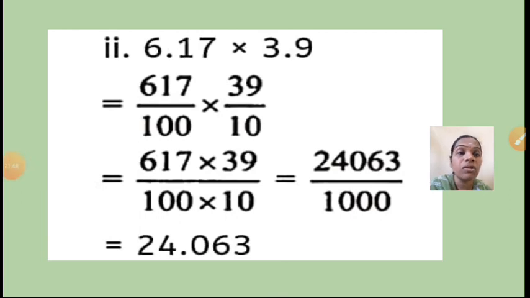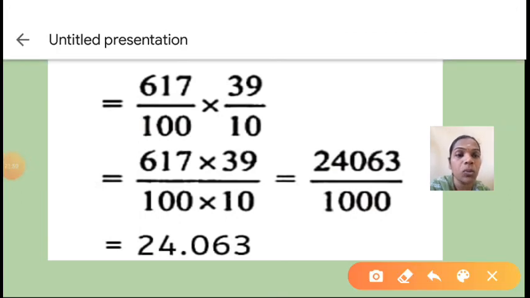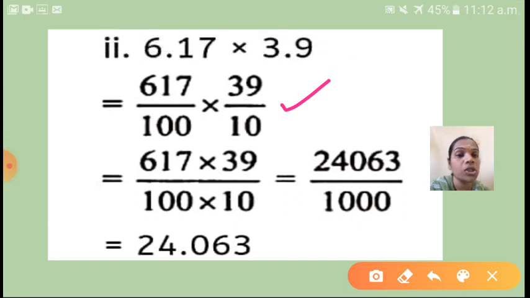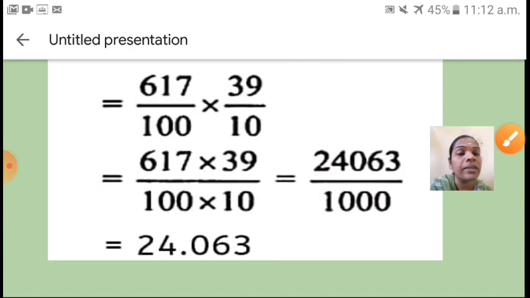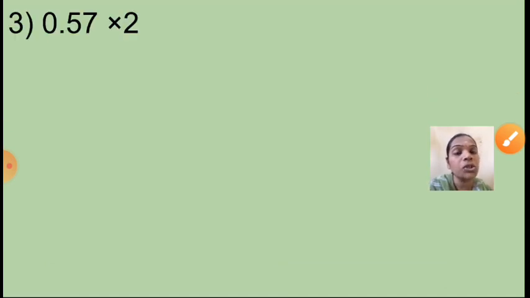So children, this method is also very easy. See here, first step is what? You have to convert the decimal fraction into a common fraction. Afterwards you have to multiply numerator into numerator and denominator into denominator. Final step is what? You have to put a decimal point, it depends on the denominator. Okay children, shall we go to next one? Third one is 0.57 into 2. You can use any method and you have to do this one as your homework. Okay children, shall I go to next now?